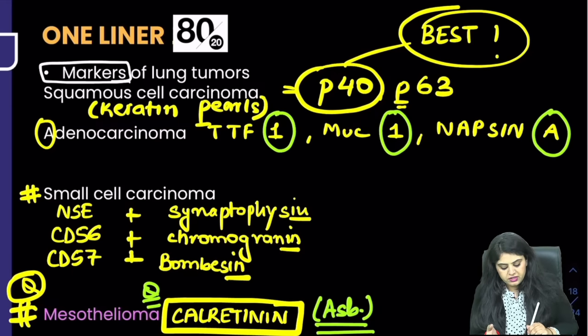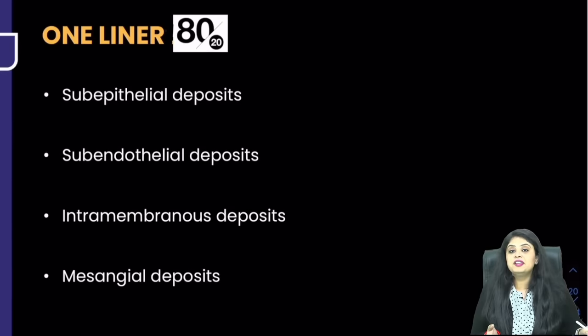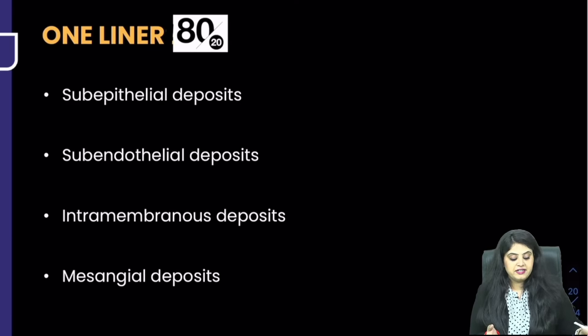Let's move on to the next one. I don't know why I am going into this. It's a very dead zone to go into. But as soon as I put this up, everyone wants to run away. Kidney. What deposit happens where? One of the most deadly things to learn. But we can't escape it. It's the INI exam, we have to study it.